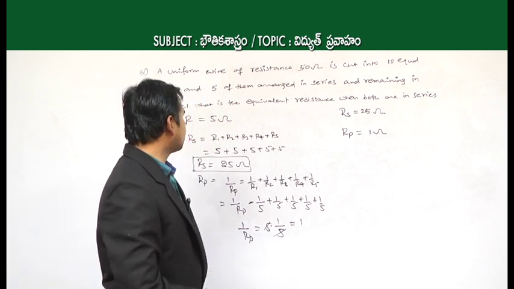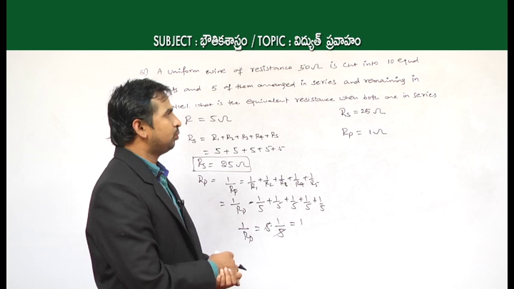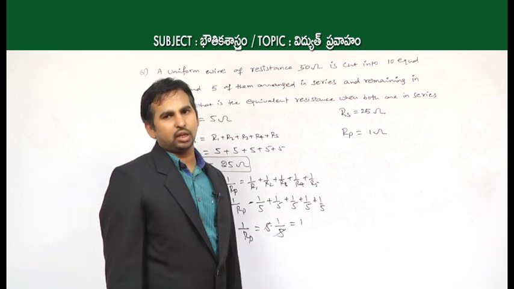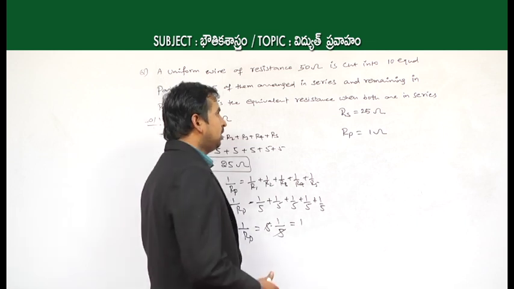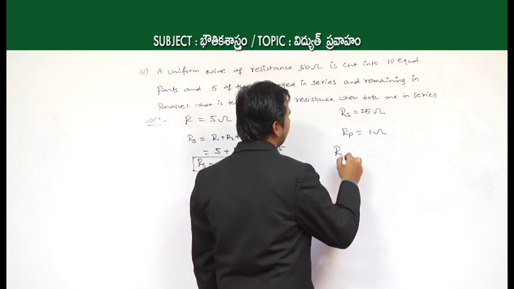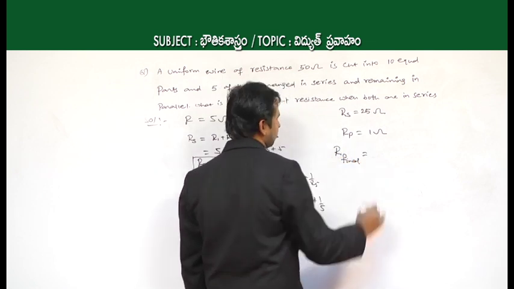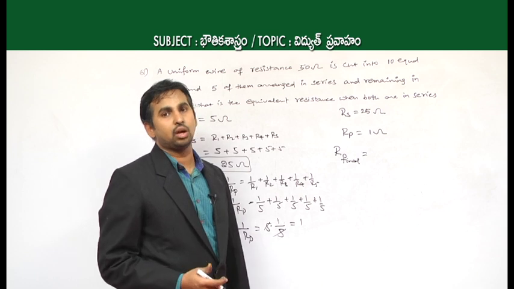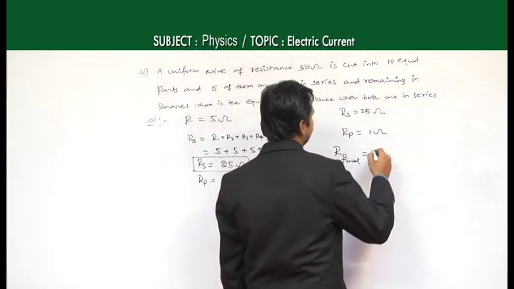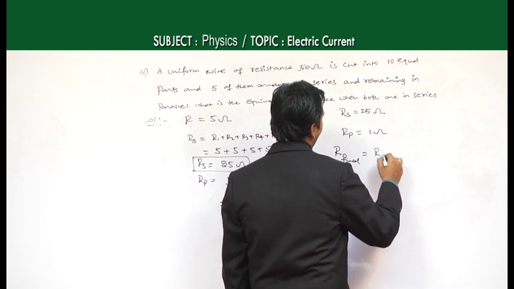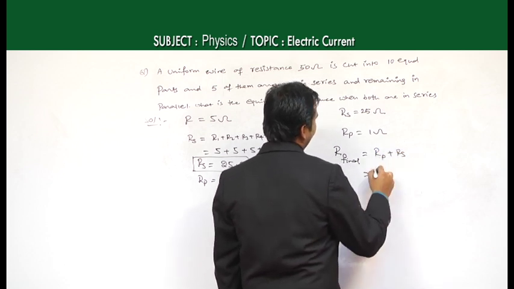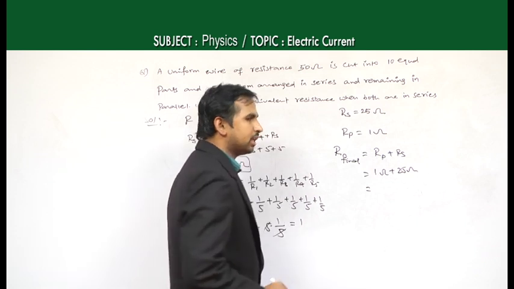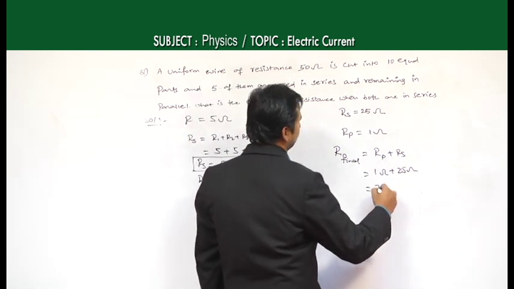Now, finally, what they are asking is the equivalent resistance when both are connected again in series. So the Rs value and the Rp value are again arranged in series. In a series connection, we directly add both resistances. The final resistance becomes Rp plus Rs, where the Rp value is 1 ohm and the Rs value is 25 ohms. Finally it becomes 1 plus 25, a total of 26 ohms.